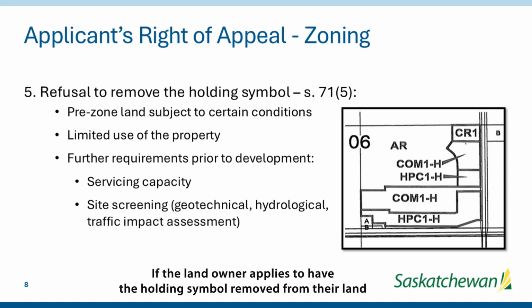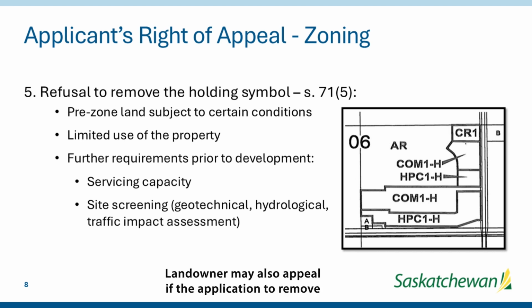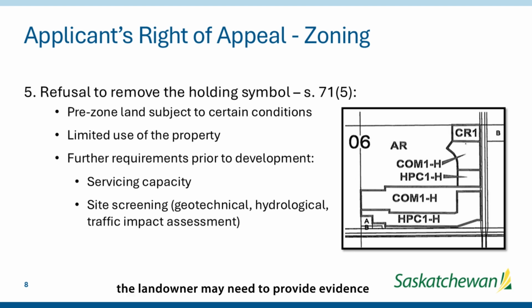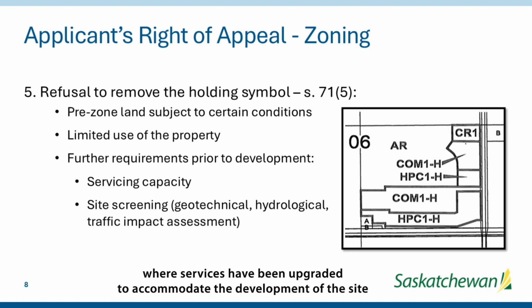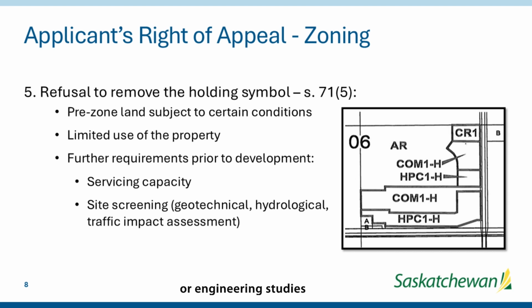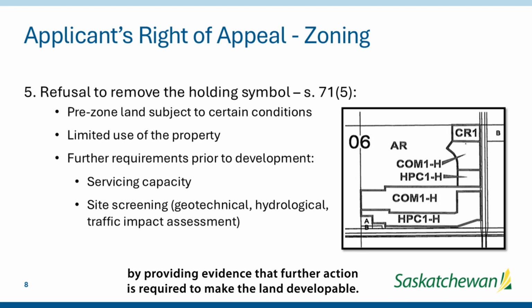If the landowner applies to have the holding symbol removed from their land and council refuses the application, they may appeal that refusal to the board. The landowner may also appeal if the application to remove the symbol has not been dealt with within 60 days. As part of the appeal, the landowner may need to provide evidence that the holding symbol is no longer necessary. For example, where services have been upgraded to accommodate the development of the site or engineering studies have been undertaken to prove the land is suitable for development. Alternatively, council would need to defend their refusal by providing evidence that further action is required to make the land developable.